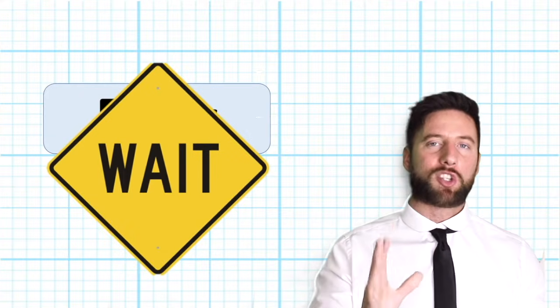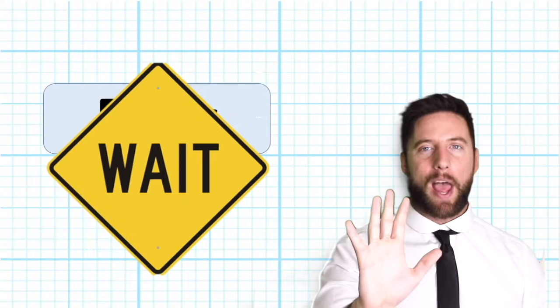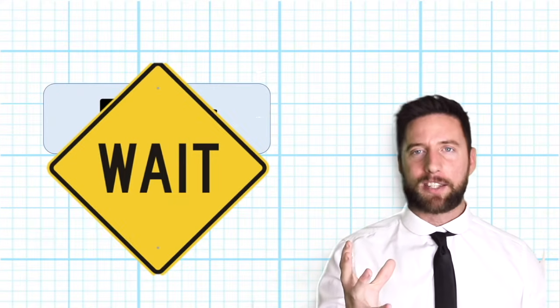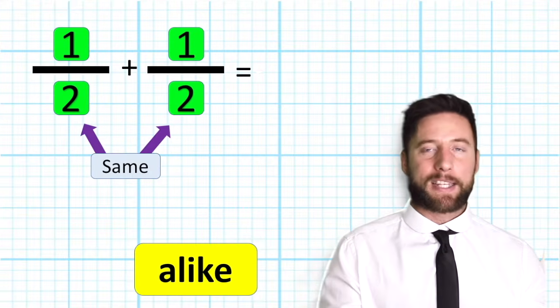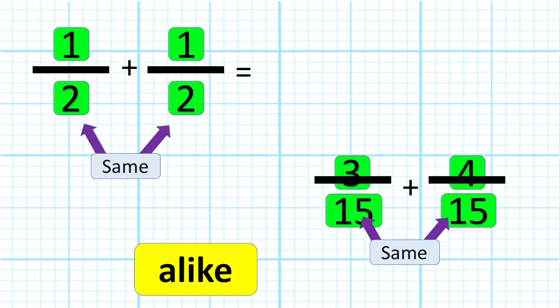Well, let's just pause a second. Let's not get carried away. Let's not think we are Albert Einstein all of a sudden, okay? We have got a little problem. All of our denominators are the same in these examples, okay?